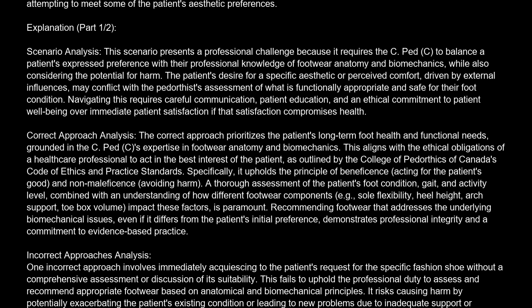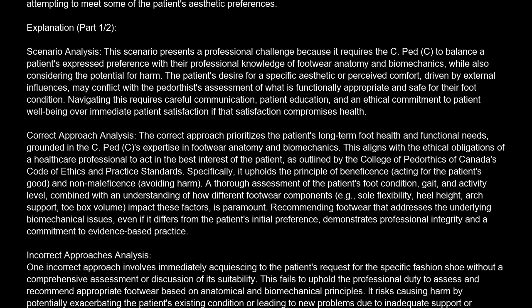Recommending footwear that addresses the underlying biomechanical issues, even if it differs from the patient's initial preference, demonstrates professional integrity and a commitment to evidence-based practice. Incorrect approaches analysis. One incorrect approach involves immediately acquiescing to the patient's request for the specific fashion shoe without a comprehensive assessment or discussion of its suitability.